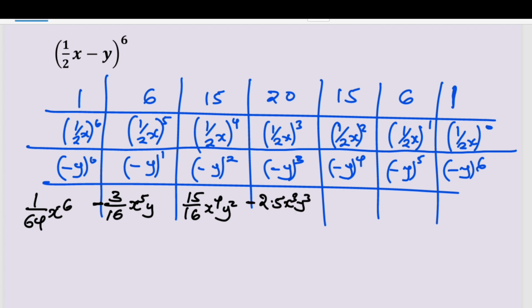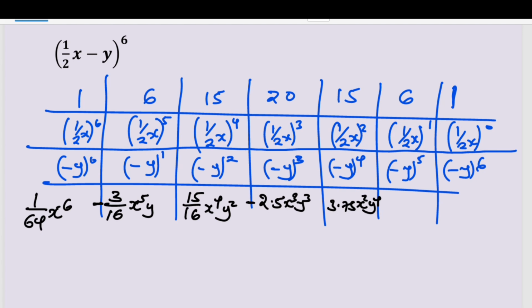Then the next is a quarter x squared times 15. So that is same as 15 over 4, and then times y power 4. So we shall have, this is positive 3.75, positive 3.75 x squared y power 4.